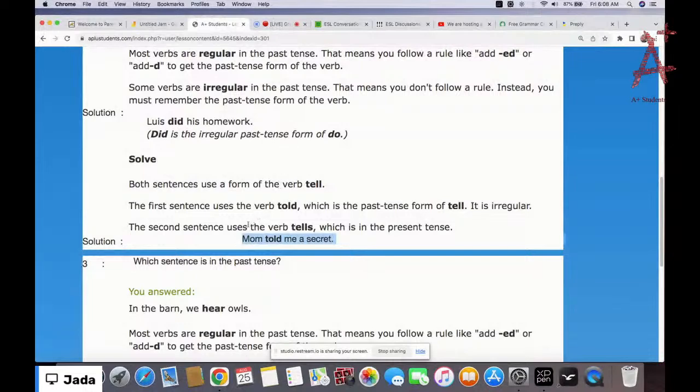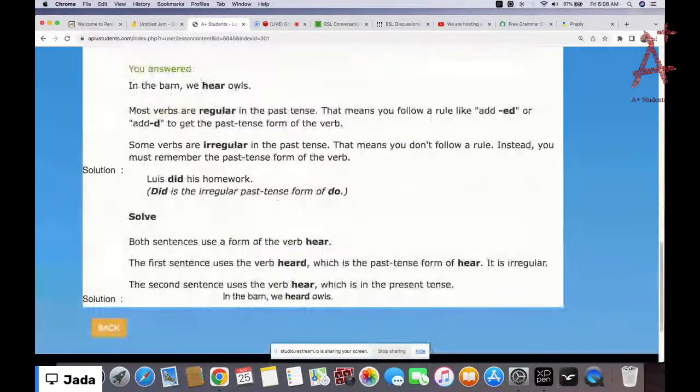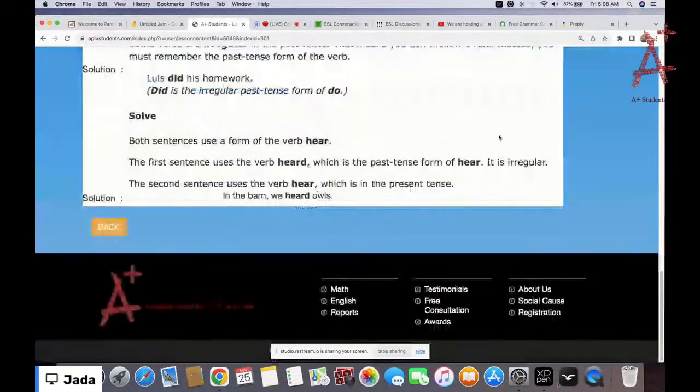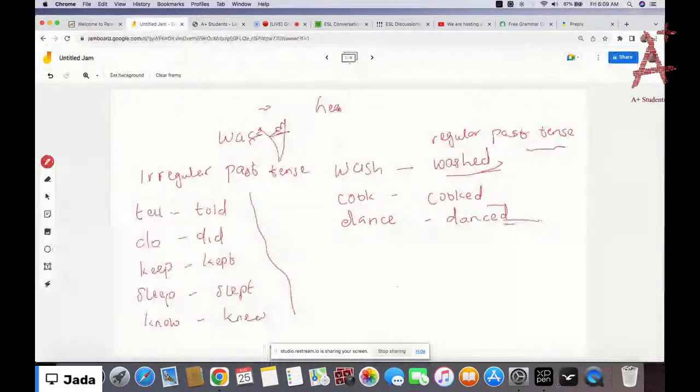past tense. In the band, we hear O's. In the band, we hear O's, right? So now, we hear O's. Now, the first sentence uses the verb heard, which is the past tense form of hear. It is irregular. The second sentence uses the verb hear, which is the present tense. So now here is the present tense and heard is the past tense and it is irregular. So you have hear and you have heard. So yeah, this is irregular.